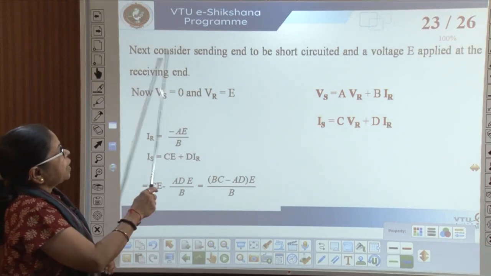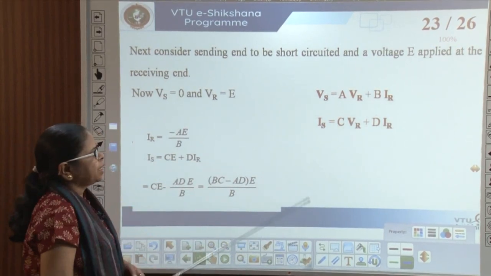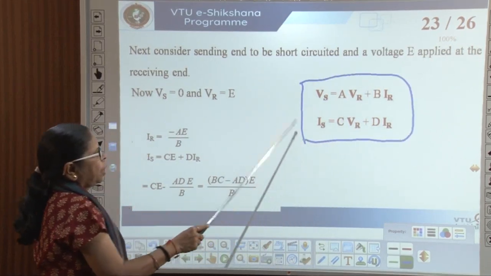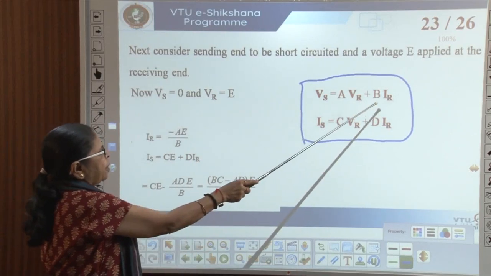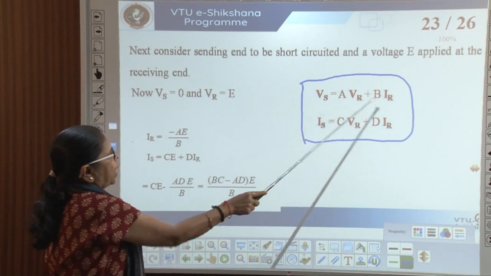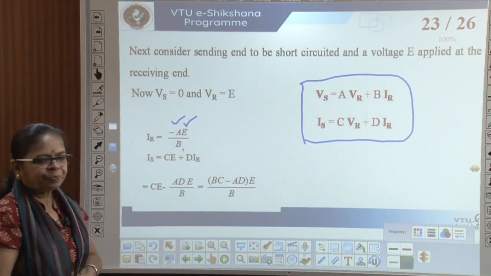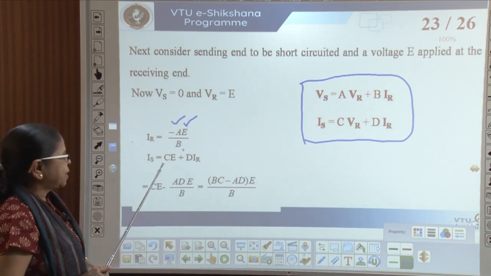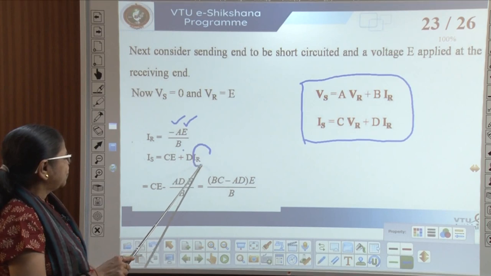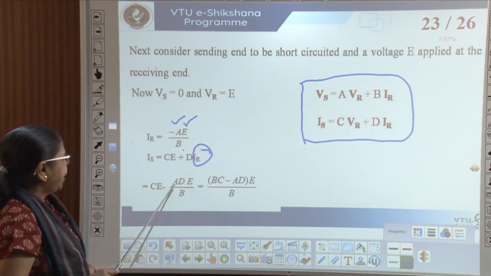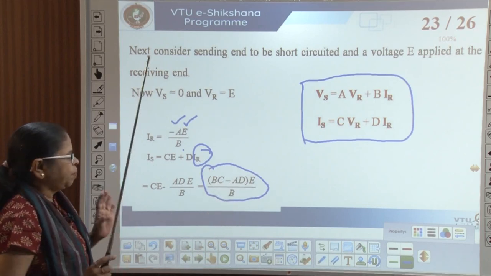Good. Next, I have short circuited the receiving end, now let me short circuit the sending end and apply a voltage E at the receiving end. Again, the same generalized equations. So, here I am short circuiting the sending end, VS is made 0 and VR is equal to E. So, IR will be minus A, VR is E, minus A, VR is E by B. And IS is CE plus D into IR. So, I am substituting for IR what I have calculated. So, I have CE minus ADE by B. So, this is written as BC minus AD into E by B.